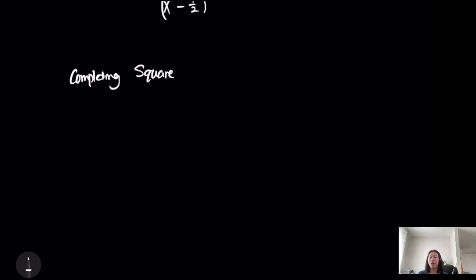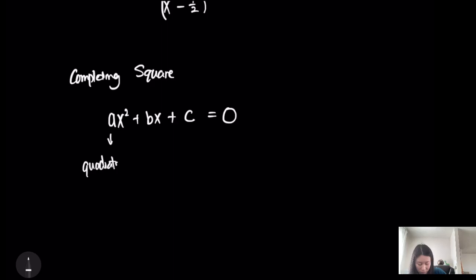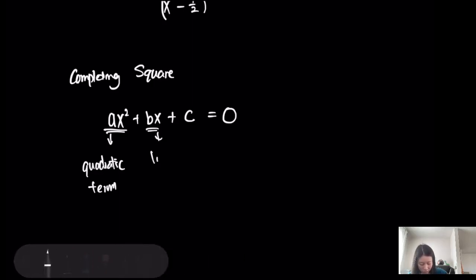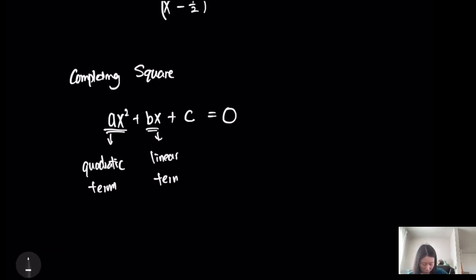Hello, so in this video we are going to explore how to complete the square so that we can solve the quadratic function. When it comes to a quadratic function, you will see it in the form ax squared plus bx plus c equals 0. So ax squared is the quadratic term, bx is the linear term, and c is the constant term.